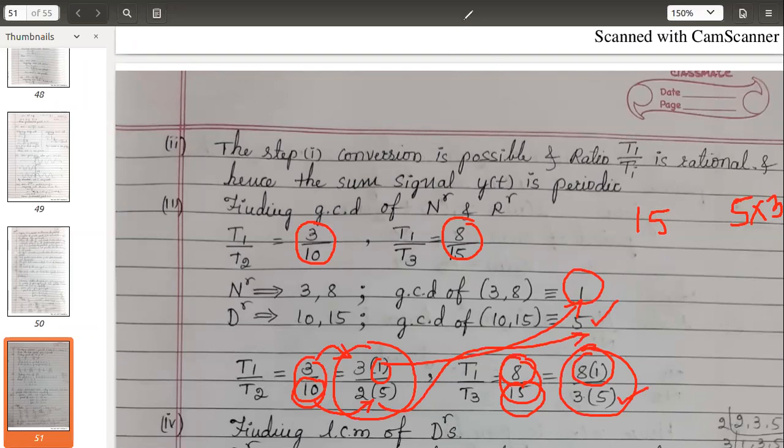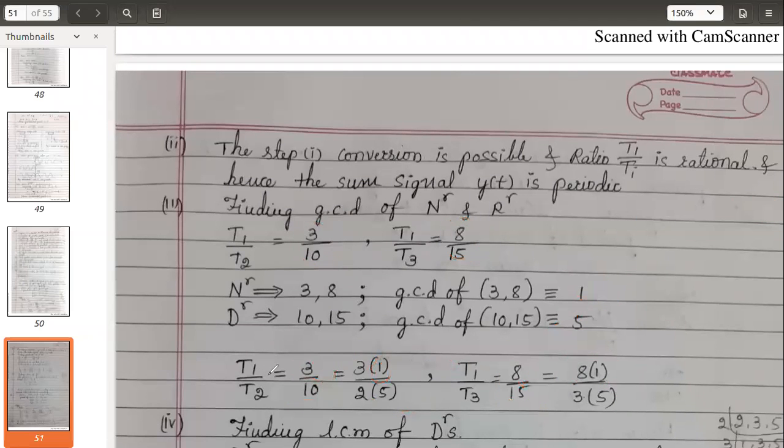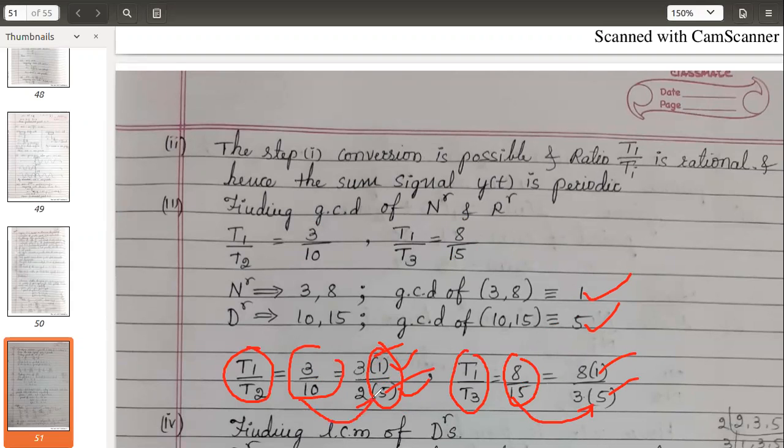So in the same third step only, try to represent the ratios 3/10 and 8/15 in GCD form. The GCDs 1 and 5 should be visible here. See, 15 is represented in the form of 5 into 3, and 10 is represented in the form of 2 into 5. 5 is the GCD.